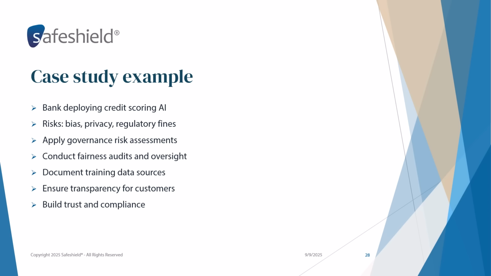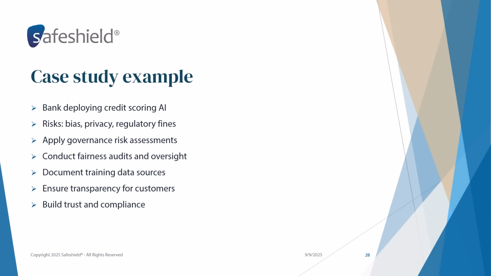Imagine a multinational bank deploying an AI-powered credit scoring system. Without governance, this system carries significant risks: unfairly denying loans, violating privacy rules, or exposing the bank to regulatory penalties. Governance begins with a risk assessment, identifying fairness, transparency, and data protection as key concerns.